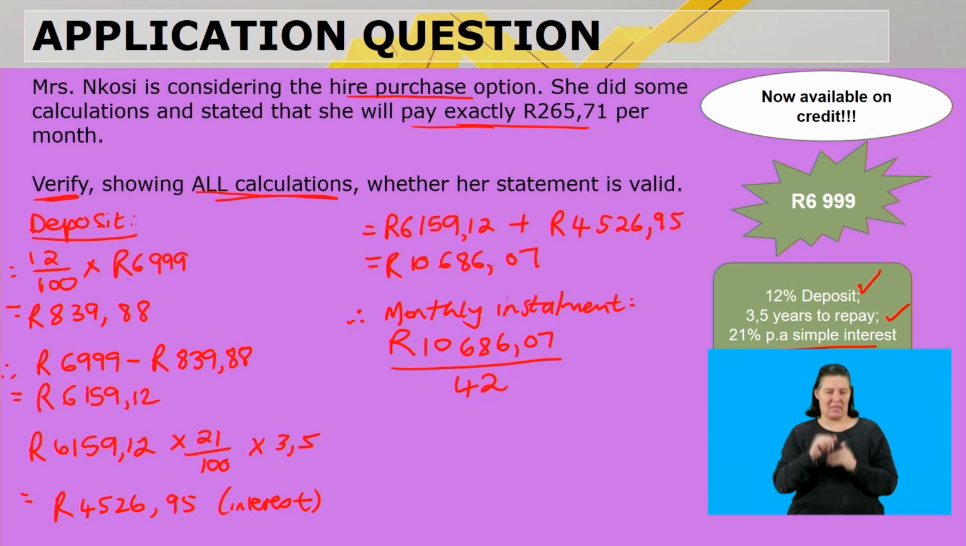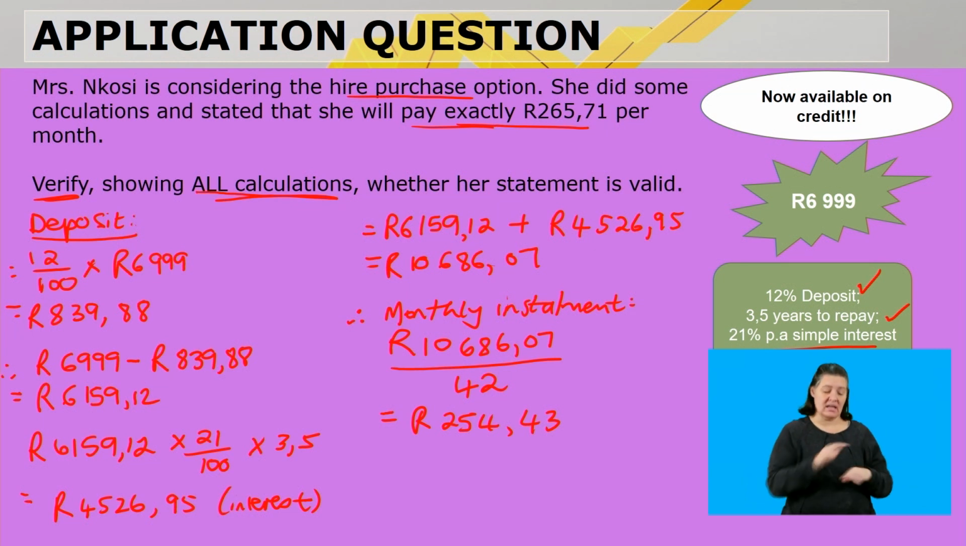So let's type that in: 10,686 Rand and 7 cents, divided by 42 months. That will give us an amount of 254 Rand and 43 cents. So I took the total amount payable, 10,686 Rand and 7 cents, and divided that by the 42 months. That gives me a monthly installment of 254 Rand and 43 cents.